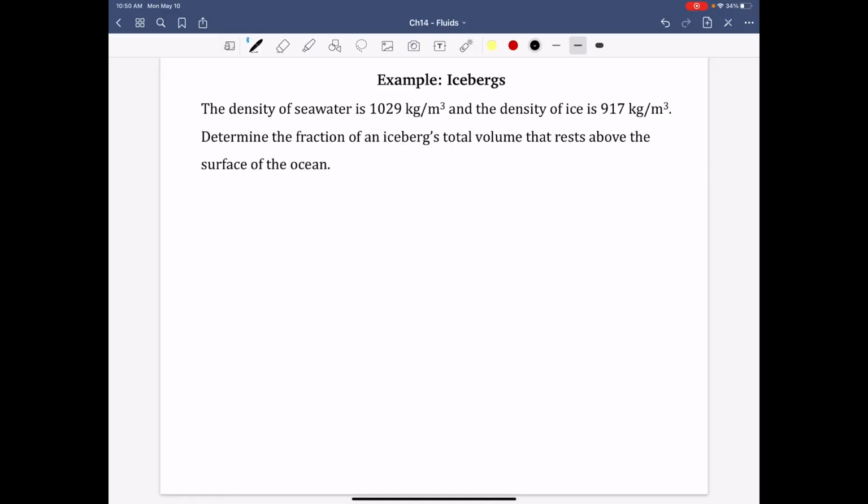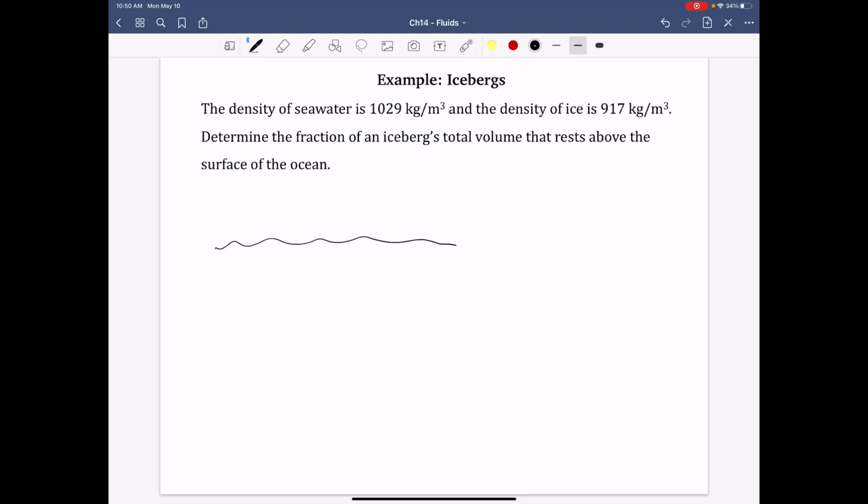Hey there everyone, welcome back. This will be an example using Archimedes' principle to find what percentage of an iceberg's total volume is actually out of the water, or above the water's surface. All right, so as you may or may not know, icebergs float in water, but more specifically, there's much more of an iceberg below the water surface than you see above the surface. If you've seen the movie Titanic, you'll know.